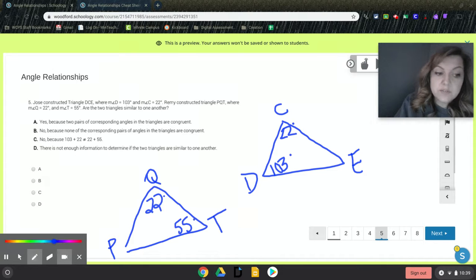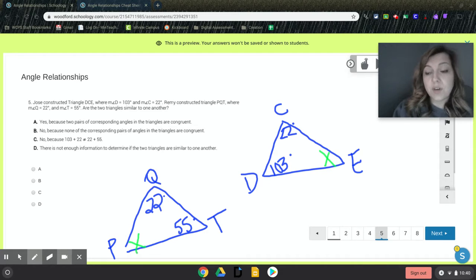So what you're going to have to do, knowing that all three angles inside of a triangle would equal 180, you're going to have to find the value of the missing angle to figure out if they have all the same corresponding angles. And if they do, then it is a similar triangle.